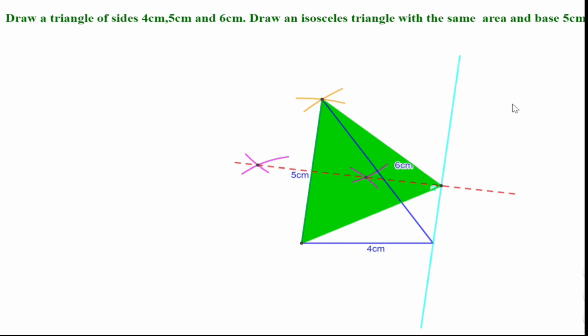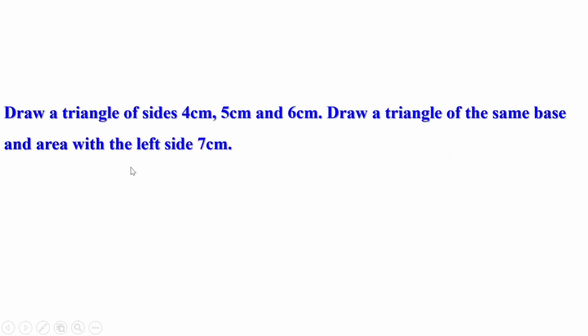Just like this, you can make triangles with the same area by taking the third side also. Now another problem. Draw a triangle of sides 4 cm, 5 cm and 6 cm. Draw a triangle of the same base and area with the left side 7 cm. Same triangle, but here we have to draw a triangle with the same base and area and with left side 7 cm. First of all, we have to draw the triangle with sides 4 cm, 5 cm and 6 cm.